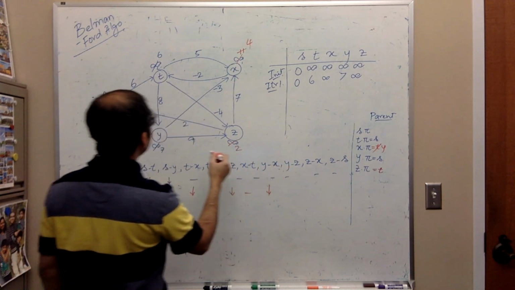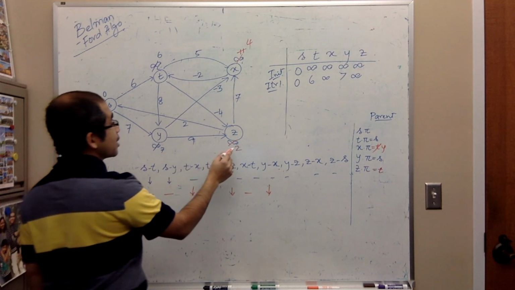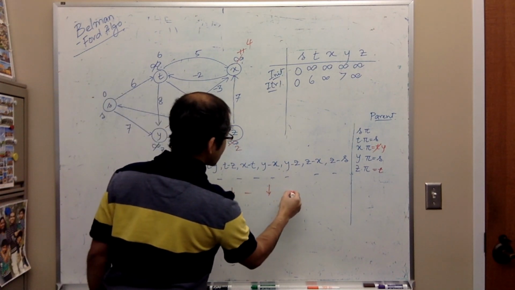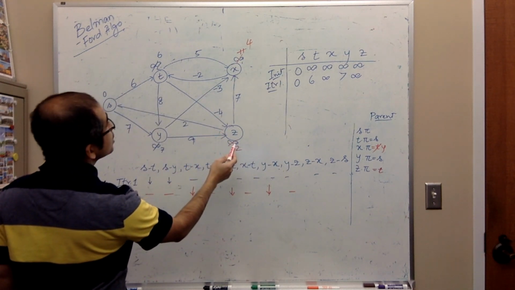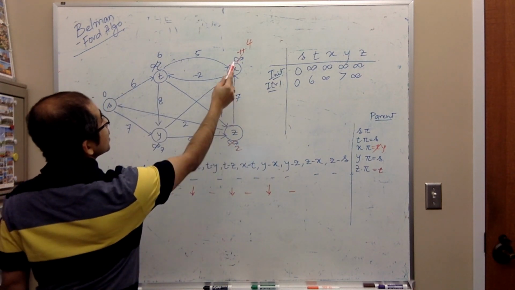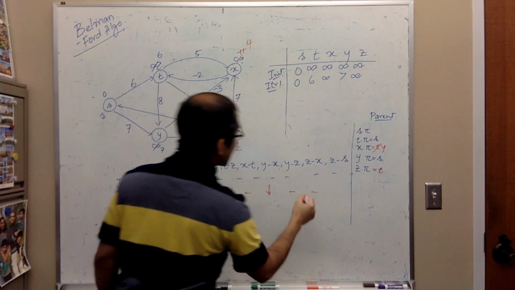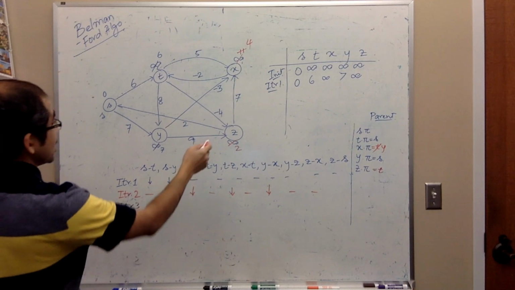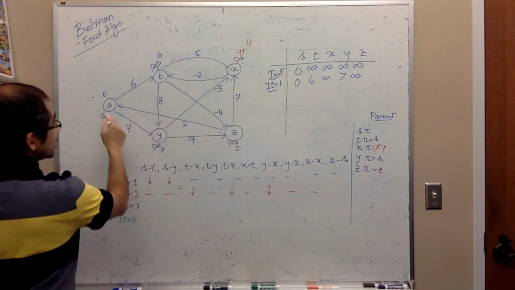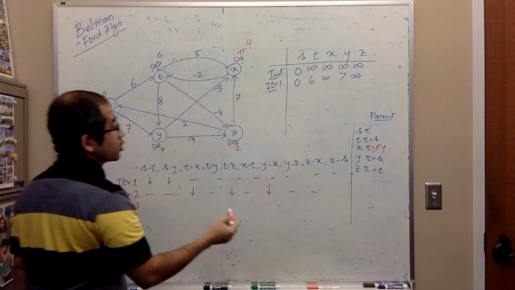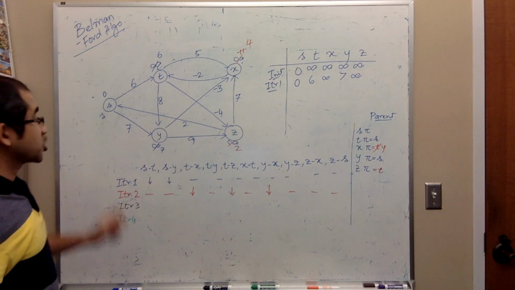So now we go to y to z. Y to z is 7 plus 9, which is much higher than 2, so we don't do anything. Z to x. Z to x is 2 plus 7, 9, which is more than 4, so we don't do anything here as well. Z to s, that's the final one. Z to s is 2 plus 2, 4, but this is 0, so that is definitely less, so we don't do anything here either. So the second iteration is complete.